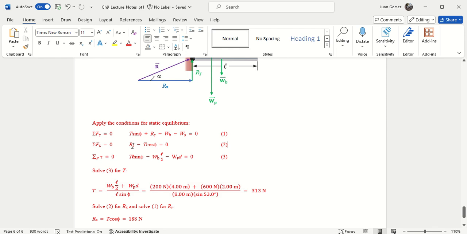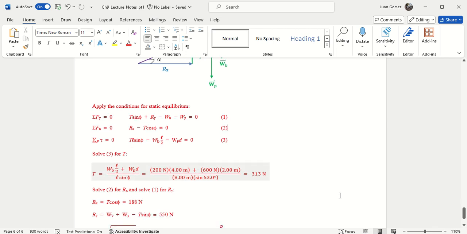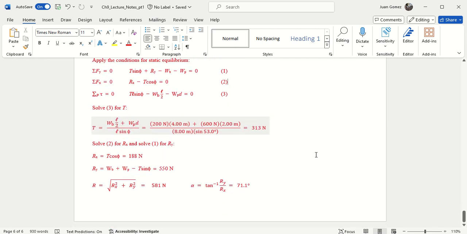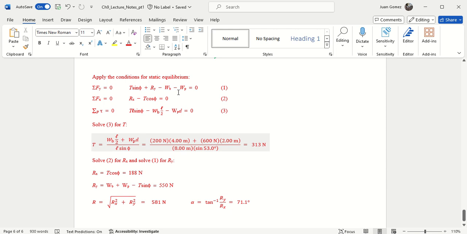Now, once you know T, then we go to equation 2. Rx is equal to T cosine phi. You get 188 newtons. Then solve equation 1 for Ry. You get this equation here, and you get 550 newtons.